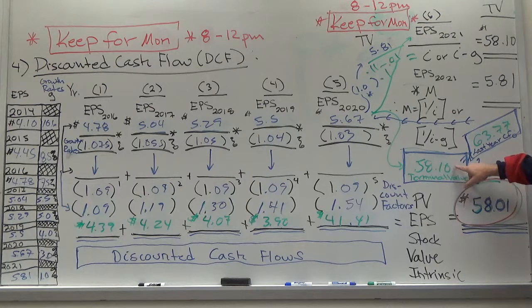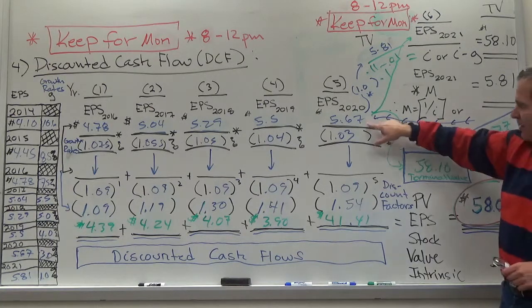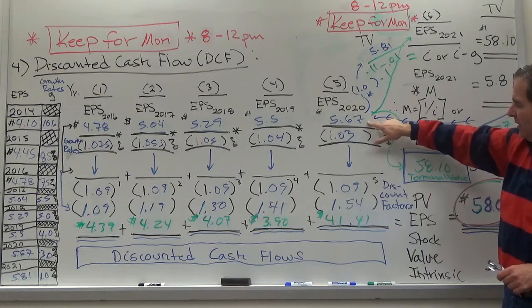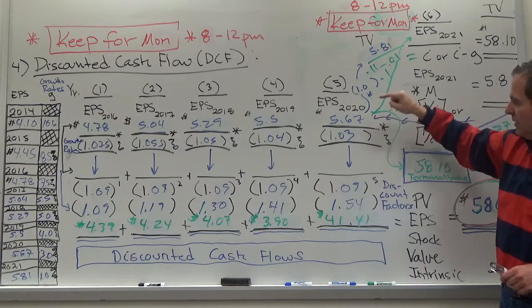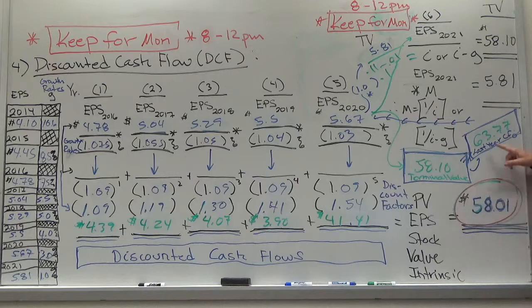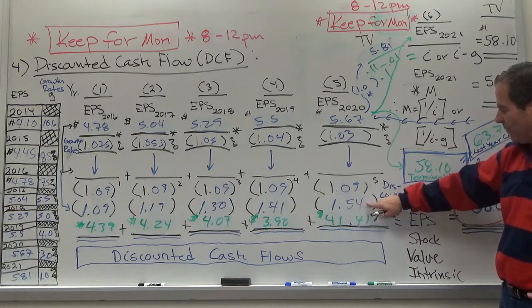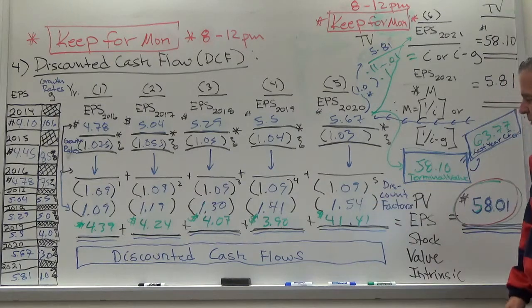Then what we do is we add that terminal value to the $5.67 in the last year of the holding period to get total cash flows in 2020 of $63.77. That $63.77 divided by the 1.54 discount factor in the last year gave us $41.41 as the discounted cash flow.